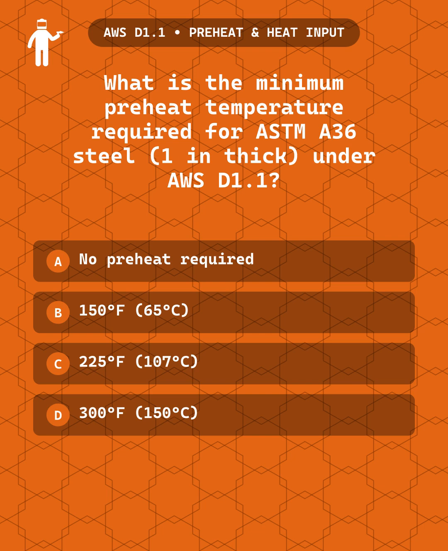Question 8. What is the minimum preheat temperature required for ASTM A36 steel at 1 inch thick under AWS D1.1? Is it A, no preheat required, B, 150 Fahrenheit, C, 225 Fahrenheit, or D, 300 Fahrenheit?